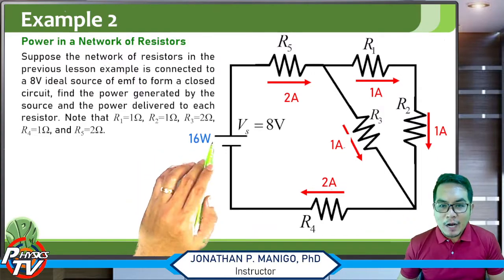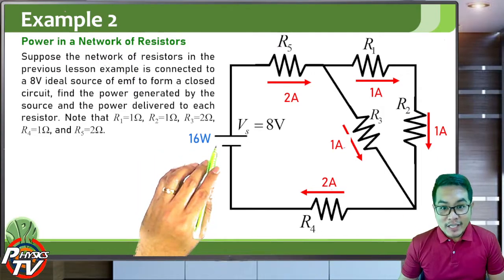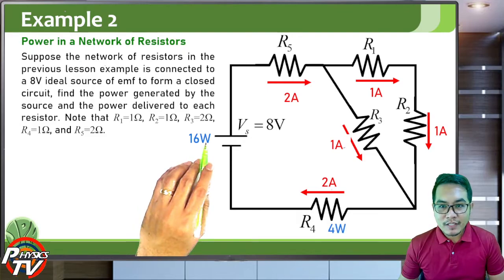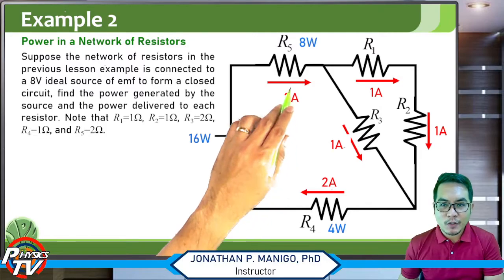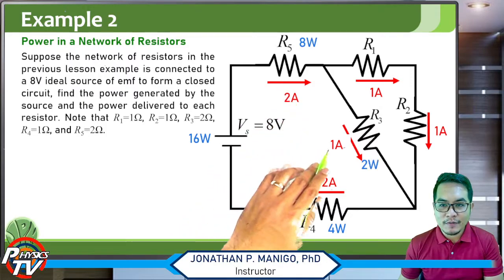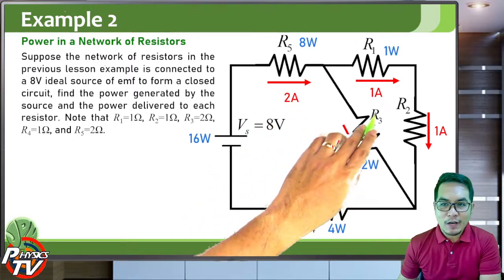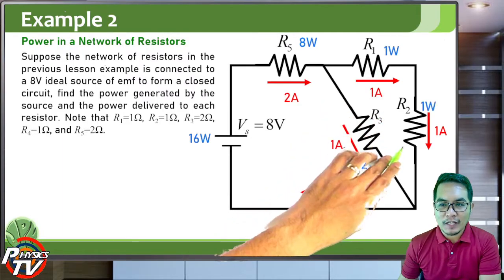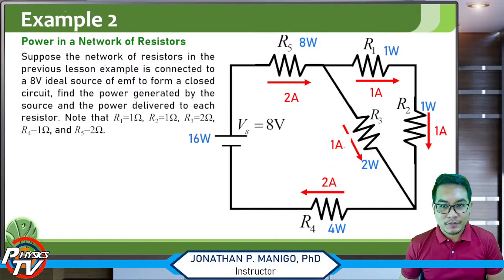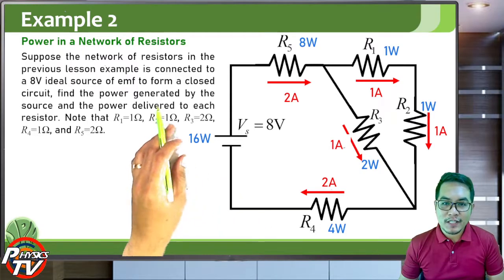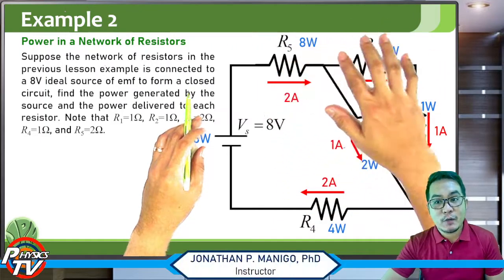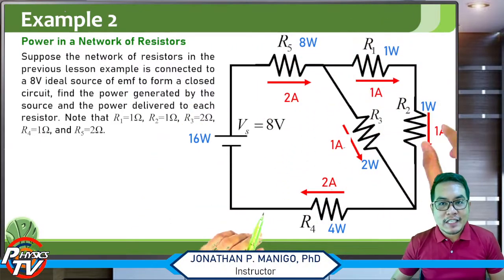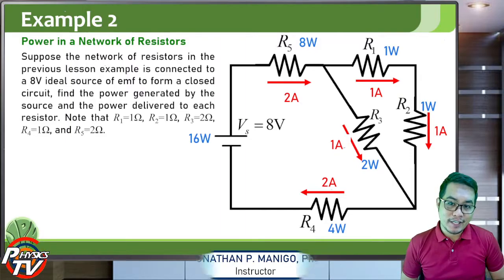So our source here generates 16 watts of power. It gives 4 watts to R4. It gives 8 watts to R5. And it gives 2 watts to R3 and 1 watt to R1 and 1 watt to R2. And still, the power and energy is conserved. 16 watts is generated by the source, and this 16 watts is divided through all of the resistive elements in the circuit.